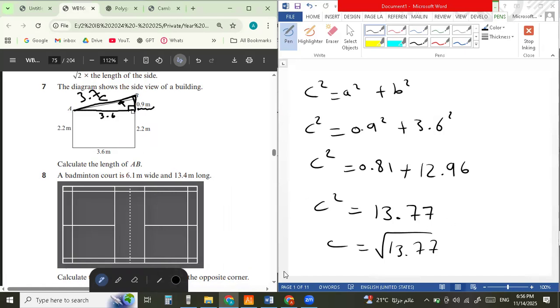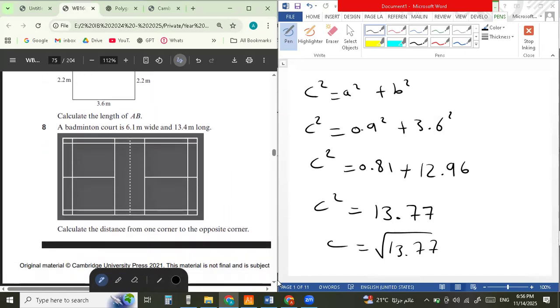All right. Question 8, they're saying this side is 6.1 meters, and the length is 13.4. Calculate the distance from one corner to the opposite corner. So they want the hypotenuse. So they want C. The same technique exactly.